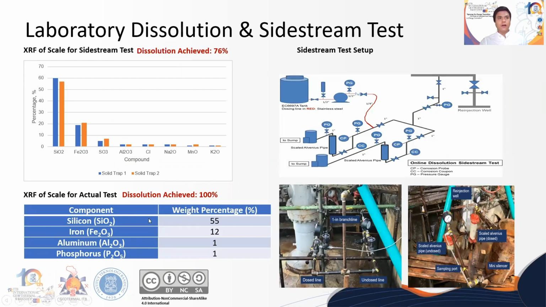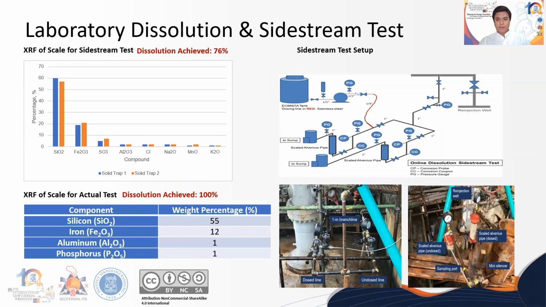So prior to conducting the dissolution test, XRF and XRD analysis were conducted to determine the identity of the scale. For the lab dissolution test, we soaked the scale samples in varying Geo 991 solutions and observed both physical and chemical evidence of dissolution. The representative scale that was used for the side stream test achieved 76% dissolution. The representative scale, on the other hand, for the actual test was able to achieve 100% dissolution.